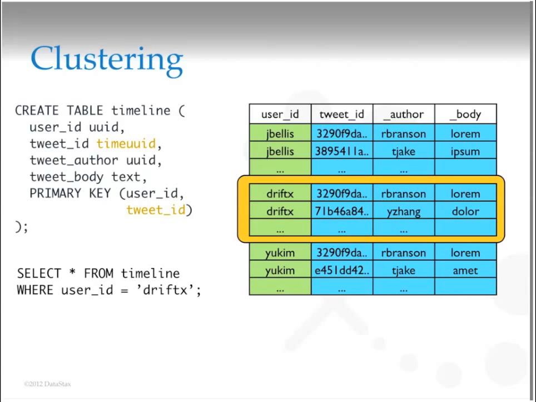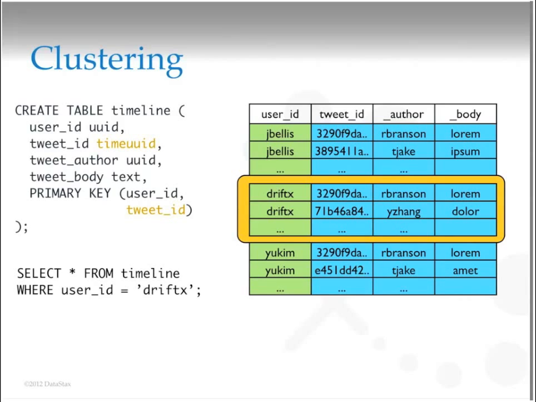So in my compound primary key definition, the user ID is my partition key, the first entry, but any subsequent components of the primary key are going to get turned into the comparator. So by having this user ID, tweet ID primary key definition, I'm saying that within the user ID partition, tweets should be sorted by tweet ID.